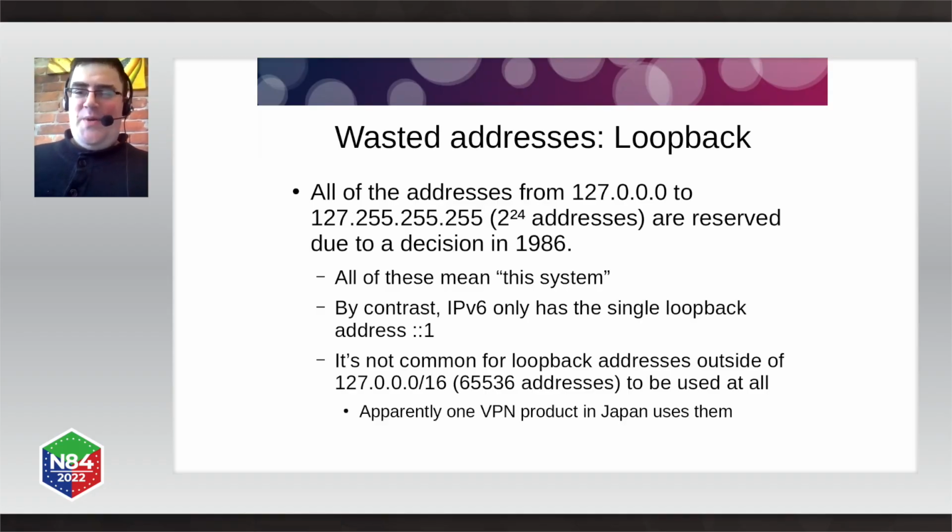Okay, loopback. Now, this has raised a lot of controversy and a lot of discussion. But IPv6 has only a single loopback address, the ::1, where, due to a decision back in 1986, IPv4 has 2^24 loopback addresses, all of which are defined to mean this system. Now, it is possible to find implementations and software that use more than one IPv4 loopback address, but it's relatively uncommon to see something outside of the 127.0.0.1 being used to mean loopback. And so our draft proposes to unreserve them.